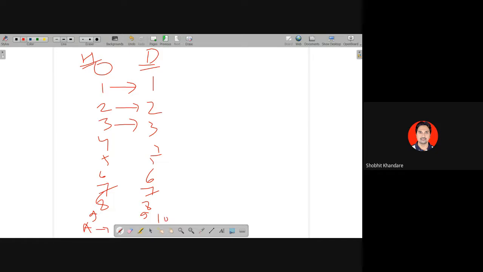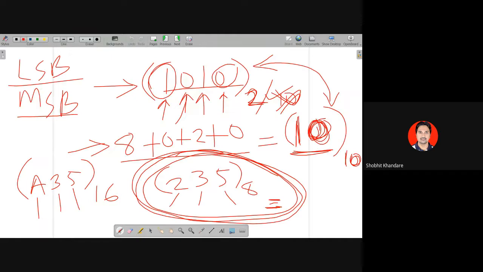Okay. So when we multiply A, that is A into 16 to the power of 2, that means 10 into 16 to the power of 2. That is how it is calculated. That is the representation of a hexadecimal number. Okay. So I have talked about the representation.